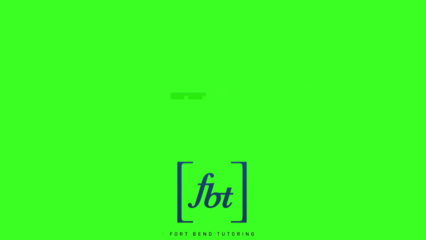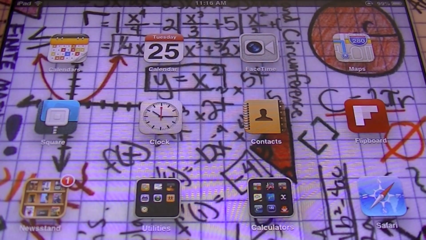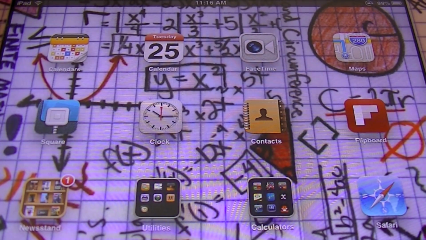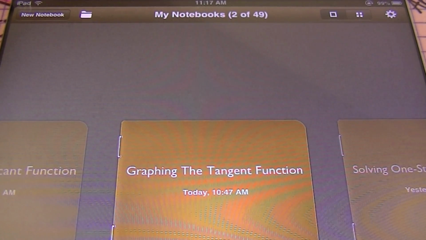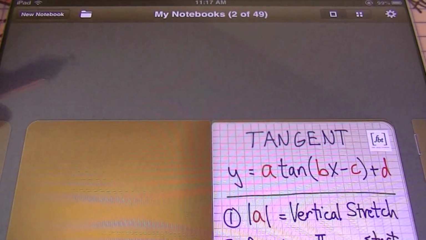Here's Mr. Witt. Hello, ladies and gentlemen. This is Mr. Witt with Fort Bend Tutoring, and today we will be discussing a new lesson called Graphing the Tangent Function. All right, let's check it out.